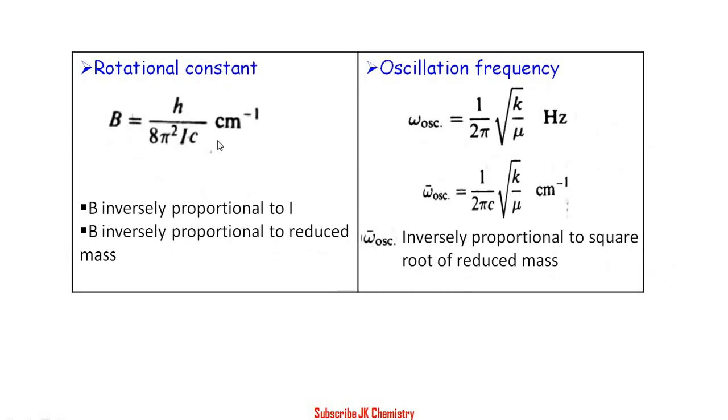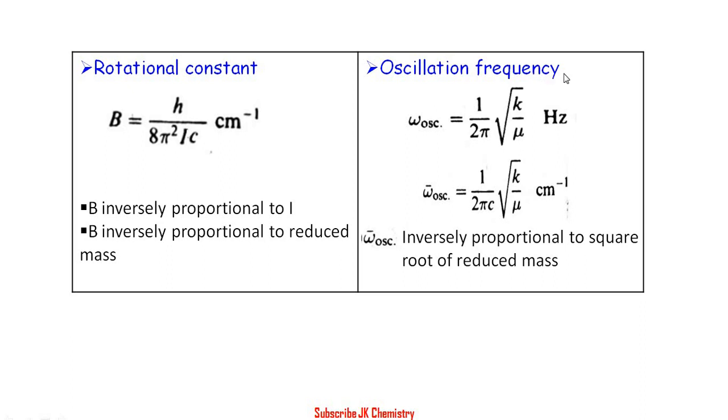The rotational constant is another important parameter in rotational spectroscopy. It comes from our previous energy expression. B is defined as B = h / (8π²Ic) centimeter inverse, where I is the moment of inertia and c is the velocity of light in centimeters, that is 3 × 10^10 centimeter per second. Clearly we can see this rotational constant B is inversely proportional to the moment of inertia, and we know that the moment of inertia is directly proportional to reduced mass. So we can say B is inversely proportional to reduced mass.